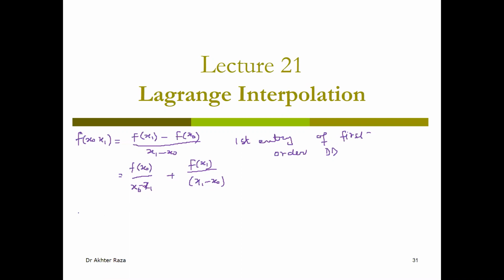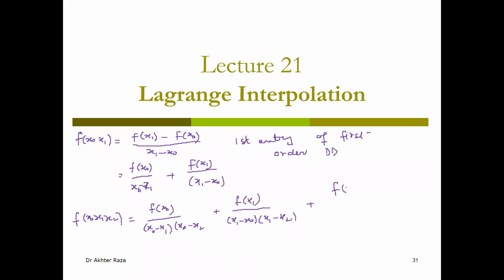Now suppose I have f[x0, x1, x2]. This can be written as f(x0) divided by (x0 minus x1)(x0 minus x2), plus f(x1) divided by (x1 minus x0)(x1 minus x2), plus f(x2) divided by (x2 minus x0) and (x2 minus x1). This is the first entry of second order.